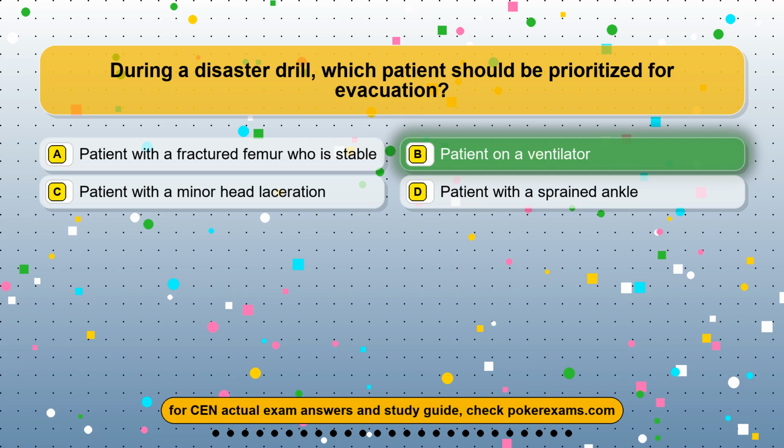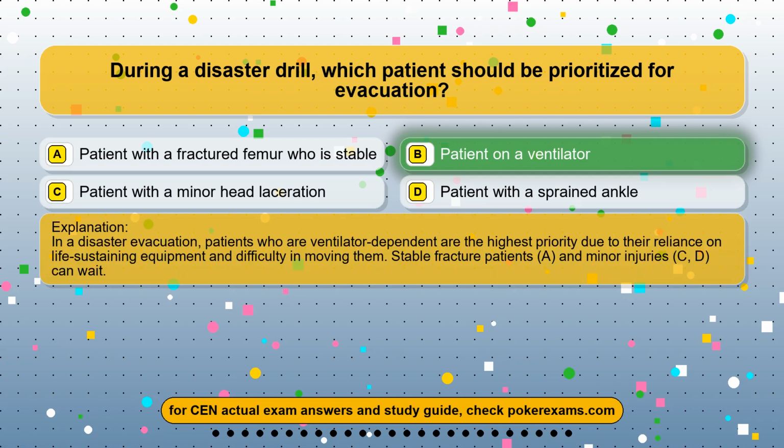The correct answer is option B, patient on a ventilator. In a disaster evacuation, patients who are ventilator-dependent are the highest priority due to their reliance on life-sustaining equipment and difficulty in moving them. Stable fracture patients, A, and minor injuries, C, D, can wait.